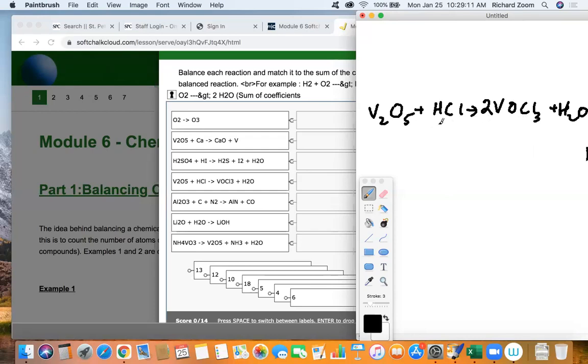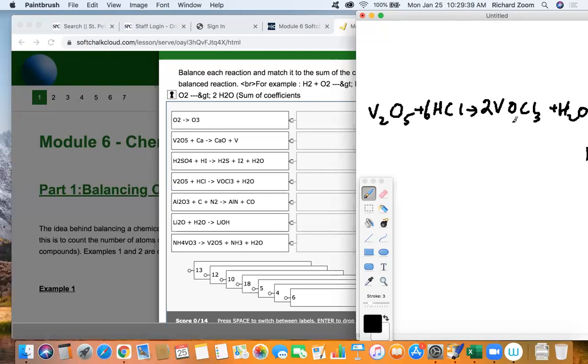Let's look at the Cls. We've got now 6 Cls, so I have to put a 6 in front of here. And then we can look at the hydrogens and see where we're at. We've got, let's see, 6 hydrogens, 6 hydrogens, 6 Cls, 6 Cls, 2 Vs. So it's only the oxygens that are left for us to look at.